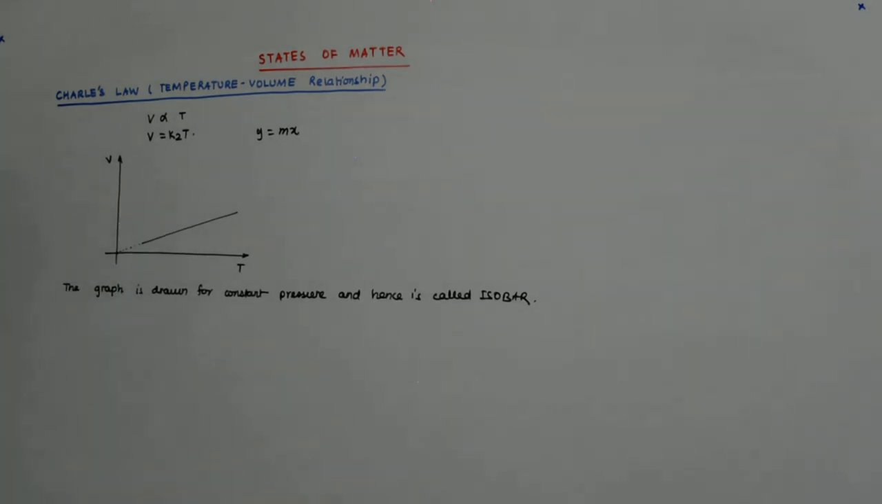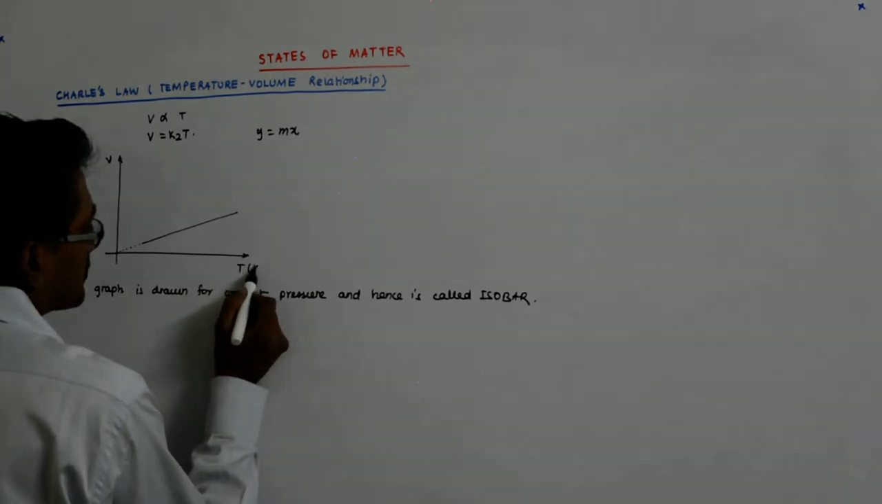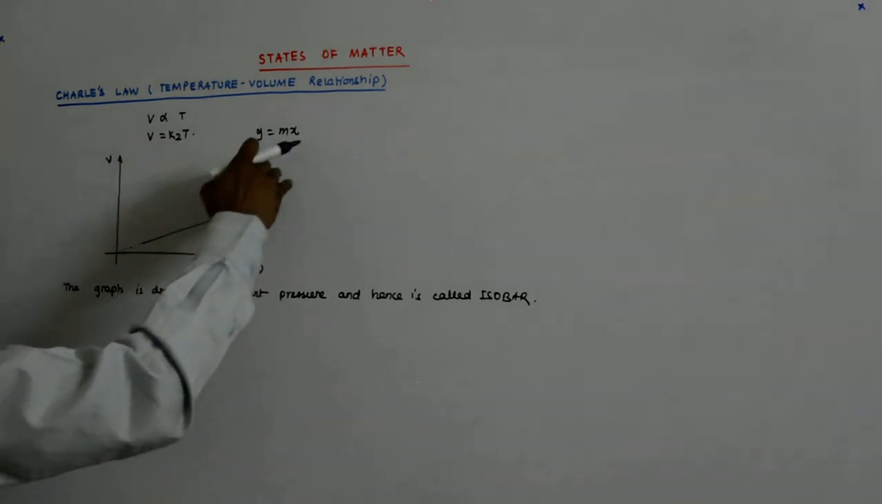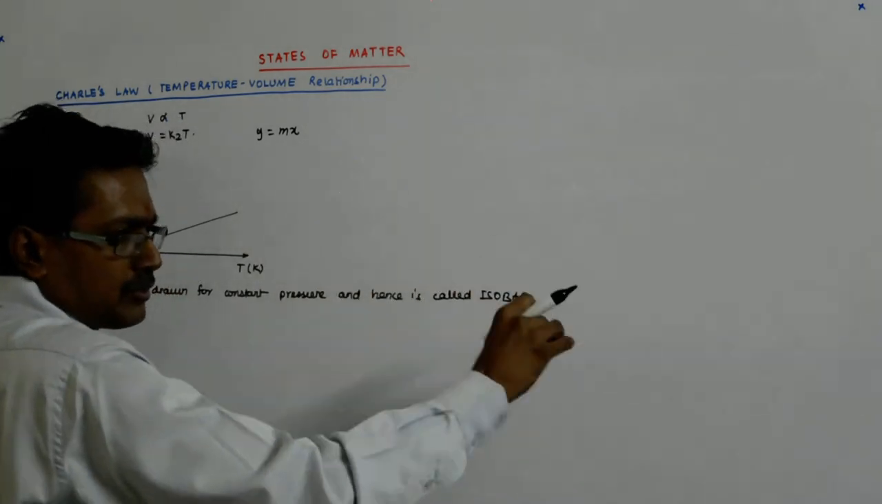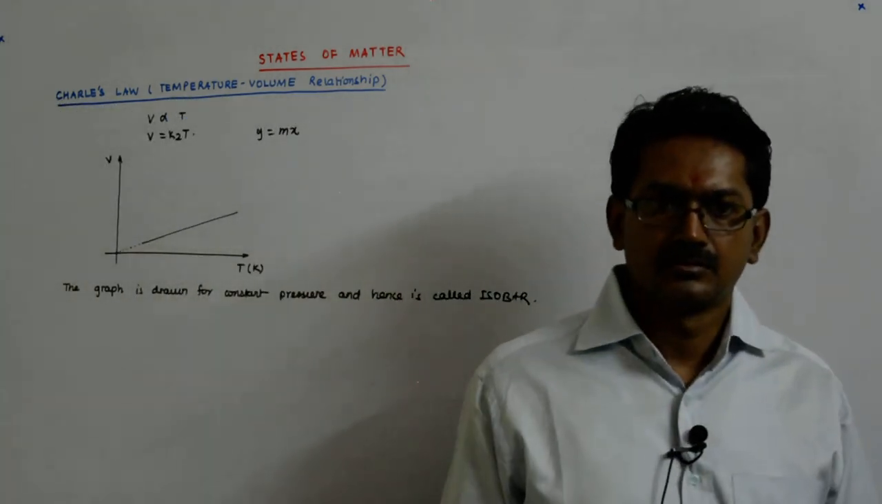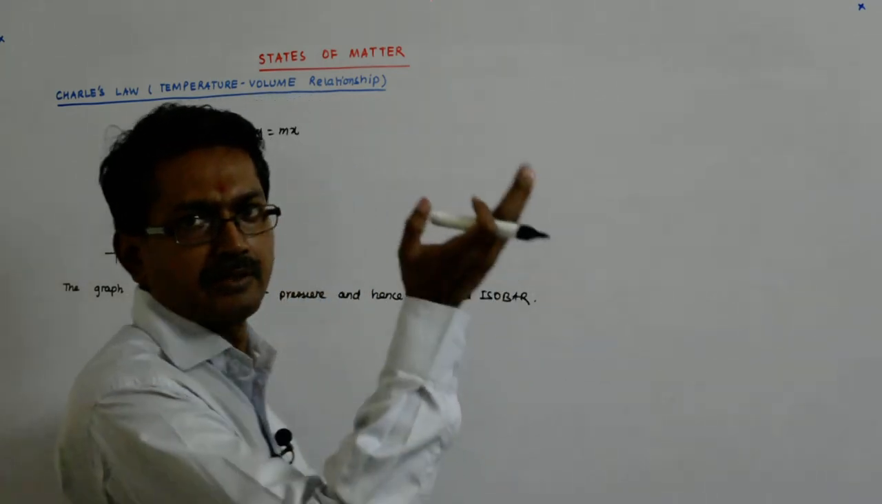Extrapolate means you have drawn something and then you extend it, sort of. You extend the logic, so you extrapolate it to something, right?